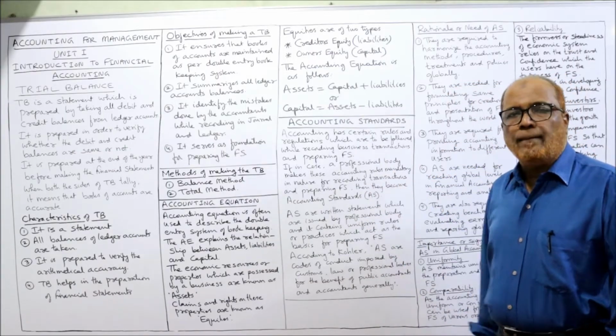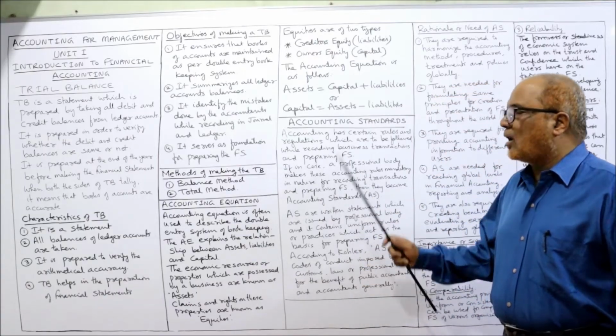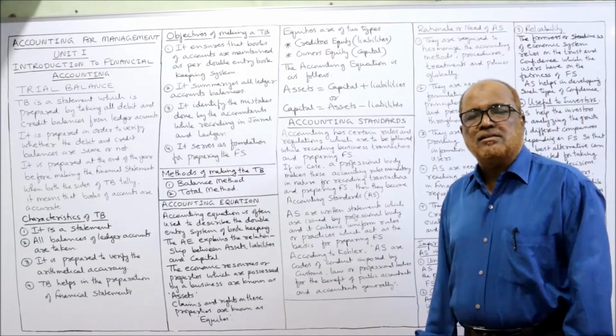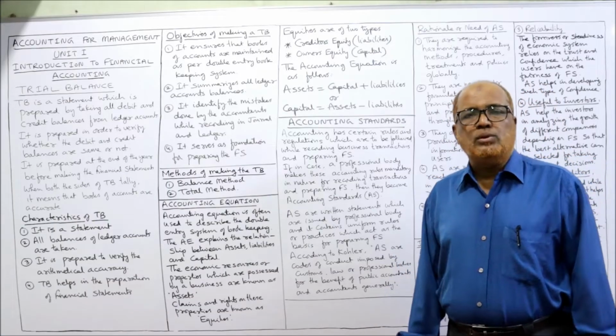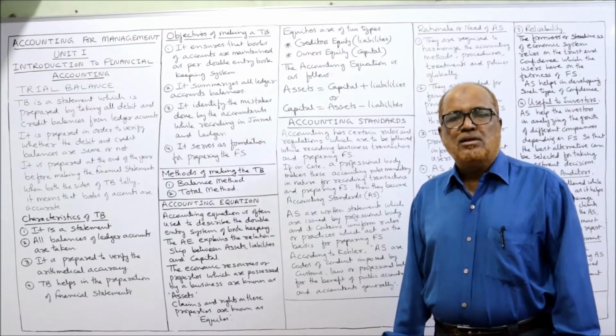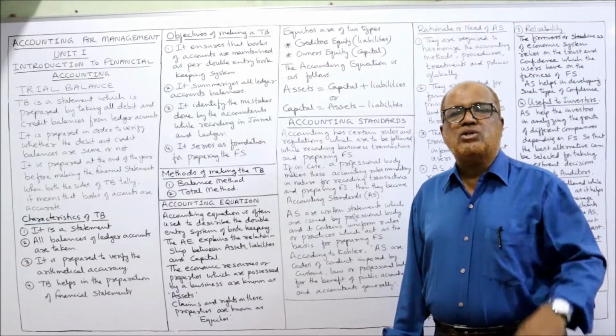This is called the accounting equation. The last topic is regarding accounting standards. See, accounting is based on some rules and regulations. So accounting will be done by following some rules and regulations.